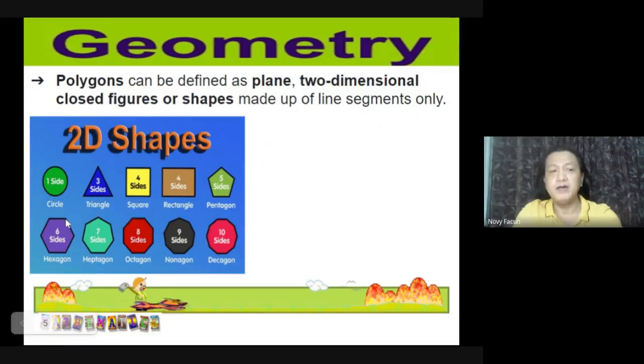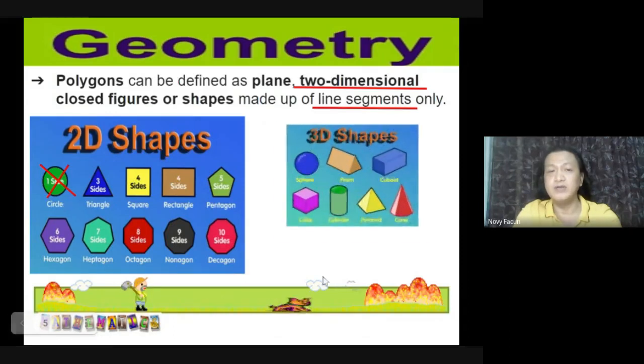And with that, so there are two-dimensional shapes para ma-familiar tayo. So we have here circle, triangle, square, rectangle, pentagon, hexagon, heptagon, octagon, nonagon, and decagon. So with that, sino kaya dito yung hindi kabilang sa polygon? So that is a circle. Because according to the definition, kailangan two-dimensional siya and also line segment. So, pag sinabing line segment, meron bang line segment sa circle? So, wala. Curve kasi siya. So, therefore, hindi po siya kabilang sa polygon.